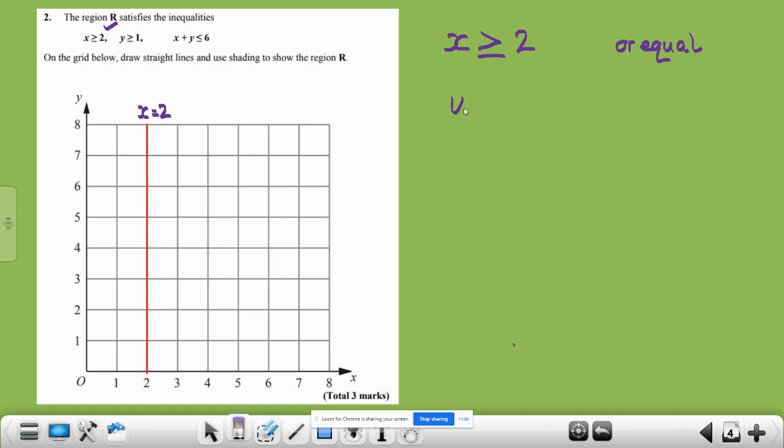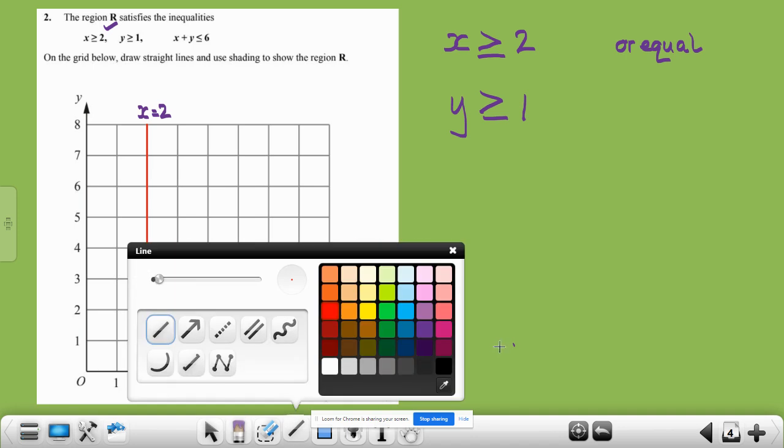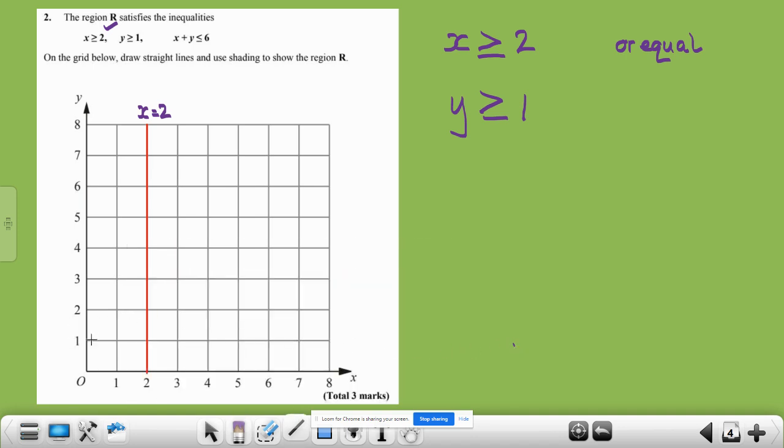So the next one says y is greater than or equal to 1. So again, it's including 1. So y could be equal to 1. So we're going to use a solid line. Here's where y equals 1. Let's draw that line across like so. And right in there, y equals 1. So we're now narrowing down the region that applies to both to this area here.